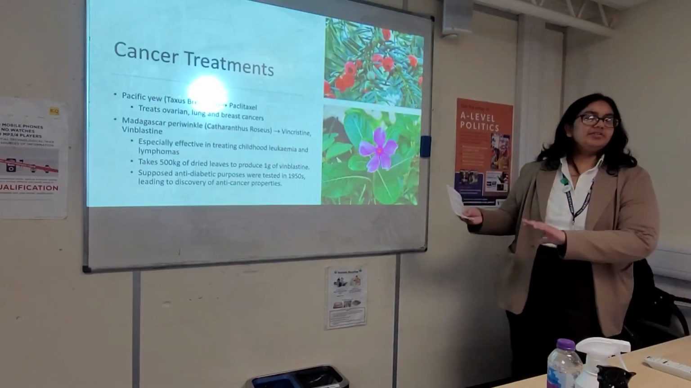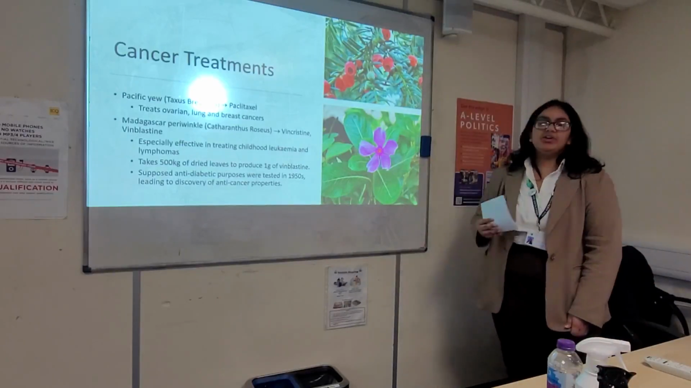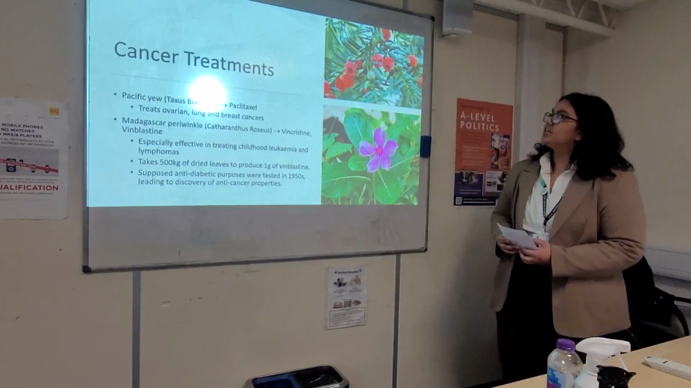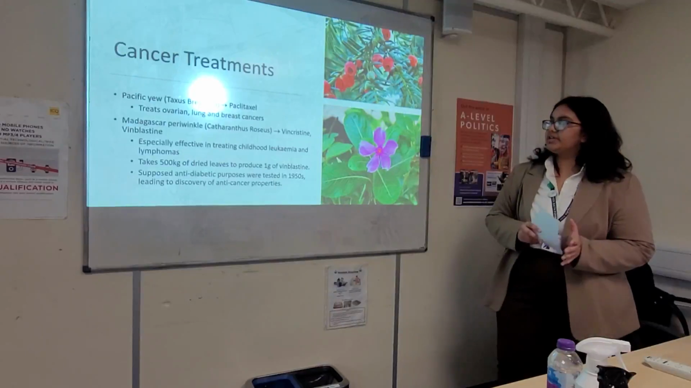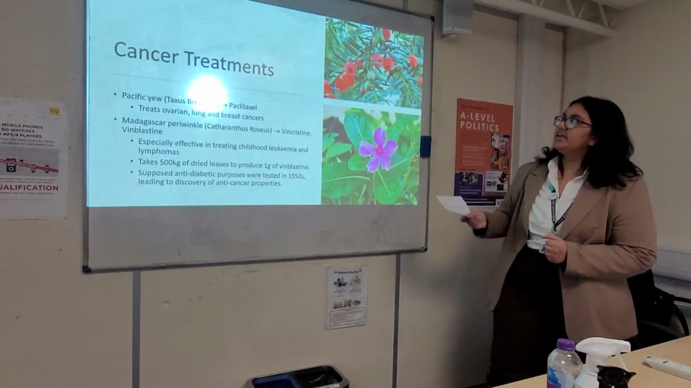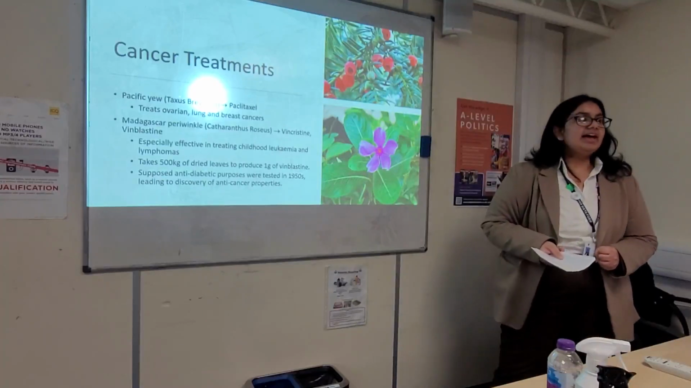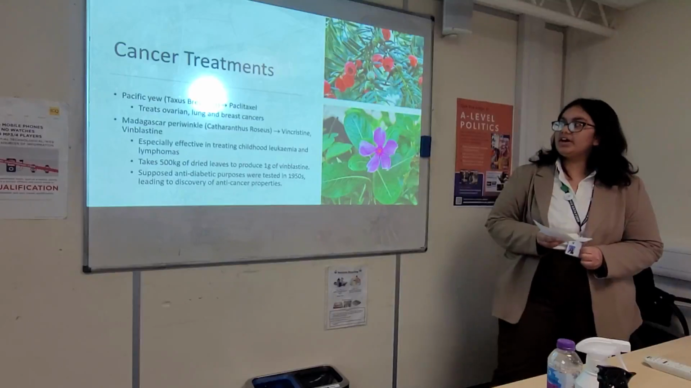Other than the more common medicines, I found it really interesting how many of the cancer treatments we use every day are made directly from plants. So these are some common plants in other areas of the world which are used to make cancer treatments. The top one is the Pacific yew, which is used to make paclitaxel, a drug that has been used for many years to treat ovarian, lung, and breast cancers.